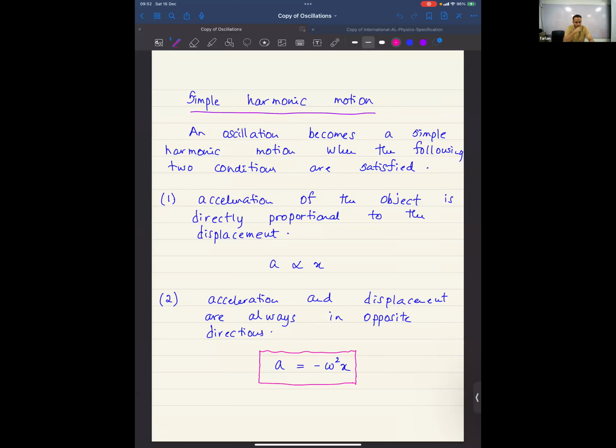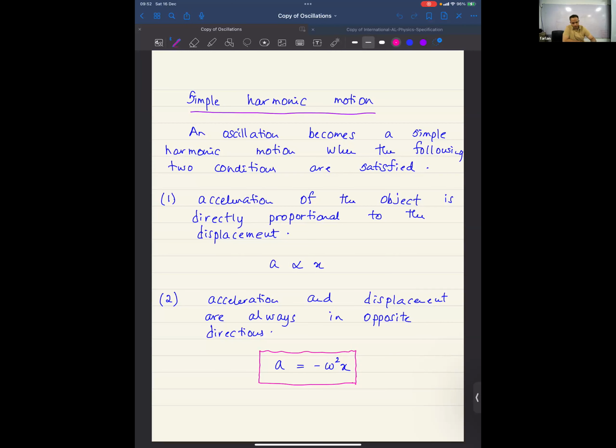So a characteristic equation of an object which is in simple harmonic motion is this: a equals minus omega squared x. Take it down. a is the acceleration, x is the displacement, and omega is the angular frequency.